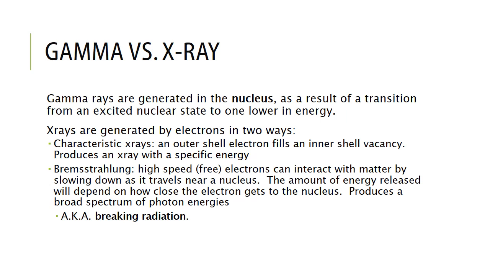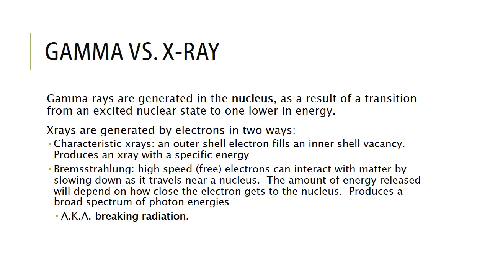So when I spoke about the electromagnetic radiation, I mentioned both gamma rays and X-rays are different types of EMR. So what's really the difference between a gamma ray and an X-ray? They have the same amount of energy associated with them, but the difference is where those types of radiation are generated. So gamma rays are generated in the nucleus as a result of a transition from an excited nuclear state to one of a lower energy.